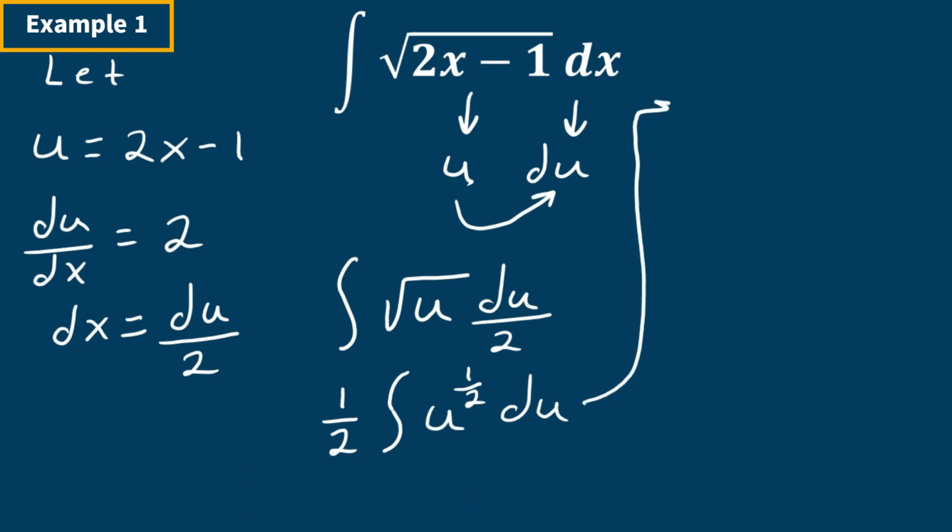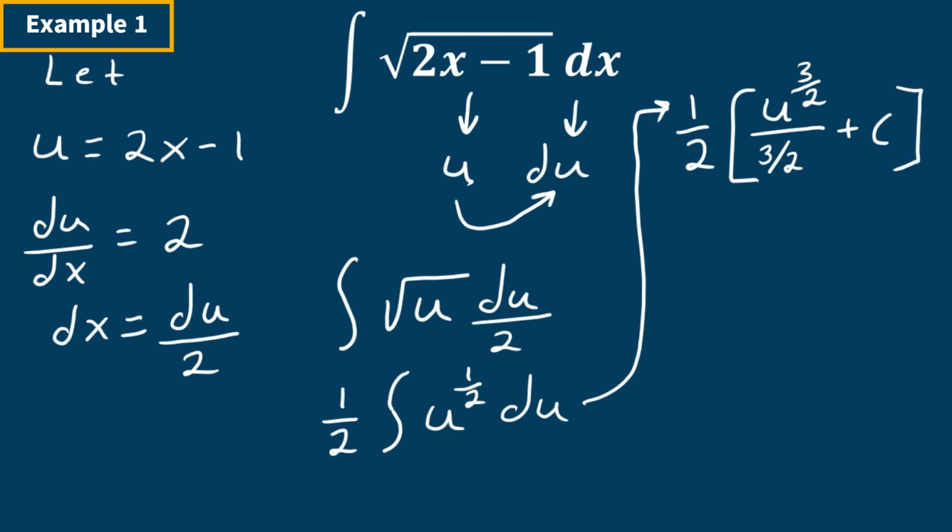I'm going to bring it up top here. We're going to have 1/2 times the integral of u to the 1/2, which is going to become u to the 3/2, since you just add 1 to the exponent, and then you put the denominator as 3/2 since it's the exponent as well, like that. And then since this is an indefinite integral, we have to include our constant, plus c.